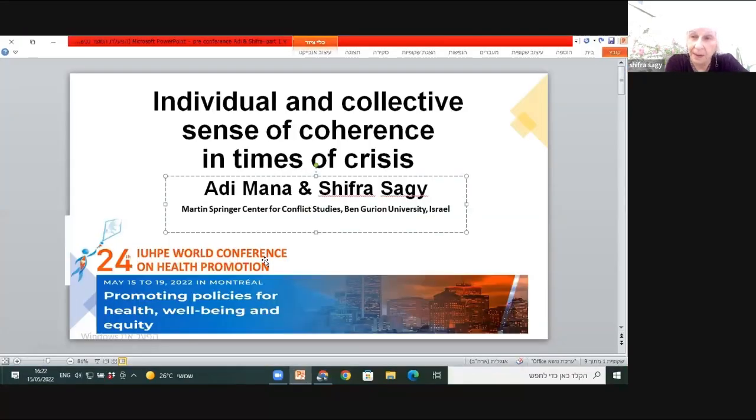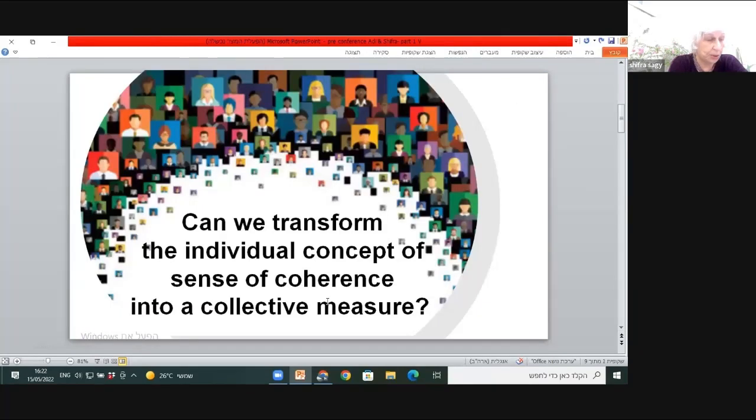But what we ask now is, can we transform an individual concept into a collective measure? Does it make any sense to speak of a collective as perceiving the world as coherent? At the philosophical level, the question is, does a collective, a community, a war group, an ethnic group, a nation have a mind which perceives? This question challenged me while I was a doctoral student, and my unique, wise, and inspiring mentor was Professor Aaron Antonovsky, many years ago, I must admit.